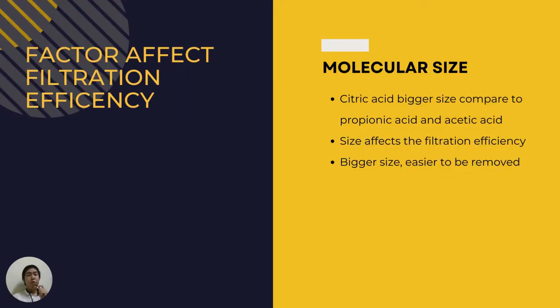The removal of organic acid by using nanofiltration is affected by a few factors, and one of them is the molecular size of the organic acid. Different organic acids have different molecular sizes. For example, citric acid is larger compared to propionic acid and acetic acid. The size of organic acid will affect the filtration efficiency, where the bigger the size of organic acid, the easier it is to be removed by using nanofiltration.